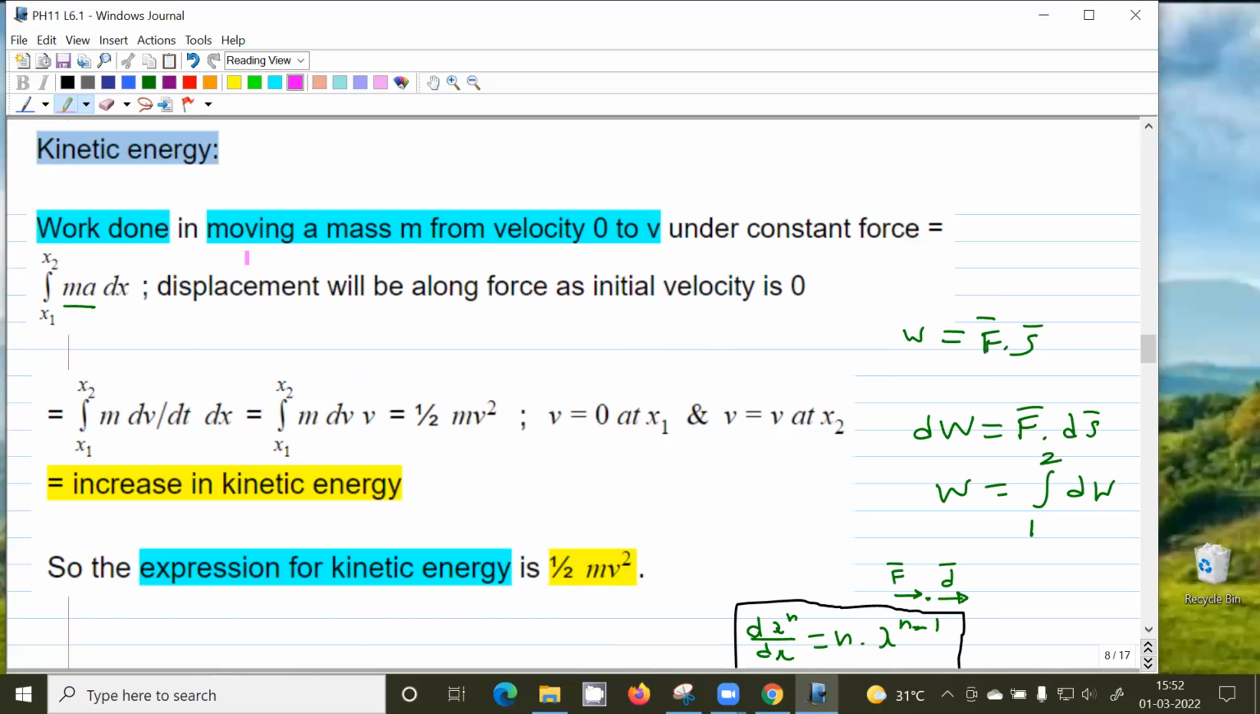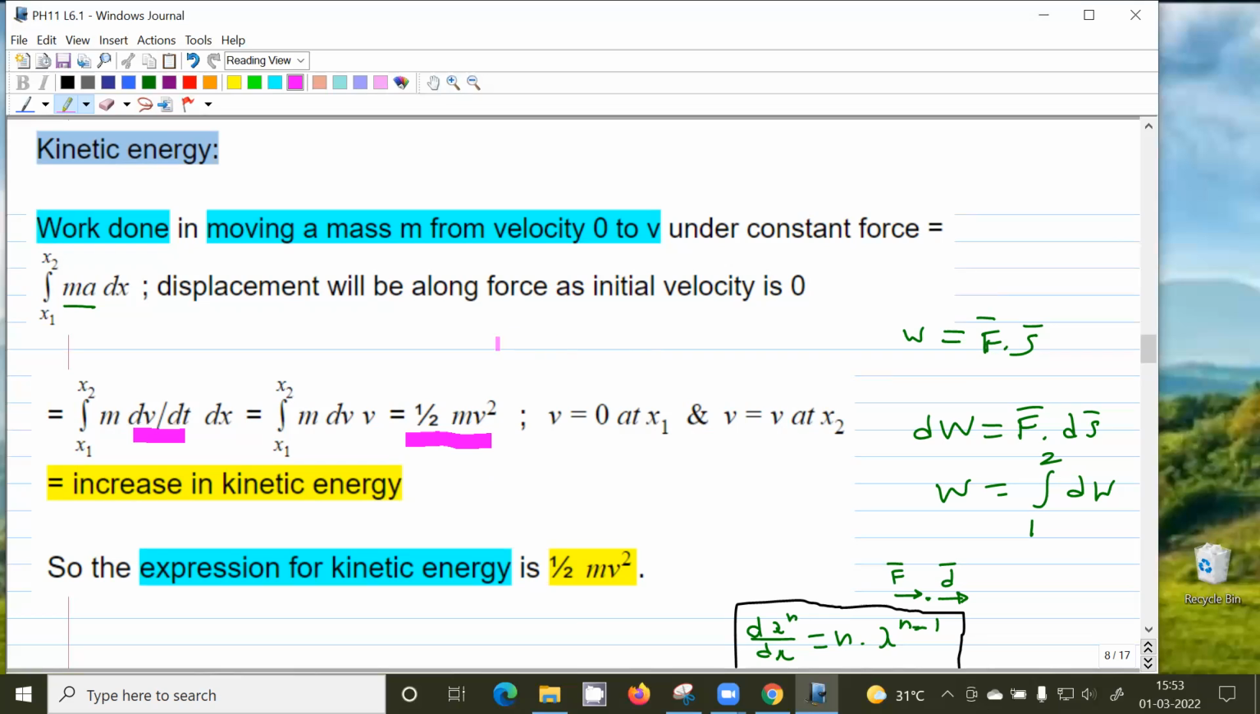Kinetic energy is the work done in moving the mass from the initial velocity to the final velocity. The initial velocity is 0, and the final velocity is v, with a constant force. The net force acting on a mass is m into a. If it is a variable force, then to get the work we have to integrate from x1 to x2. So m into a, where acceleration is dv by dt, and dx by dt we can write as v. So this is some sort of understanding of why kinetic energy is defined as half mv square.